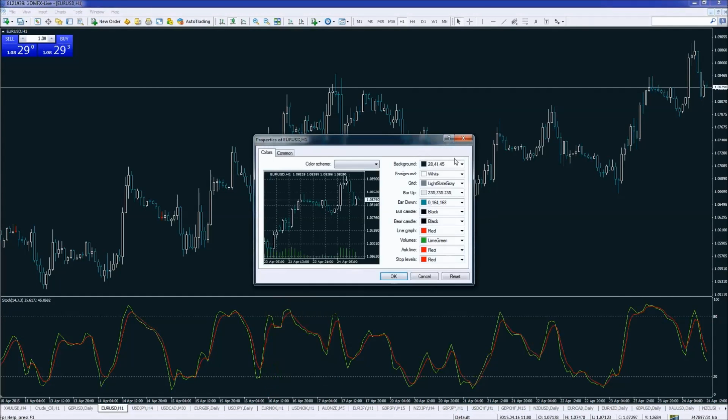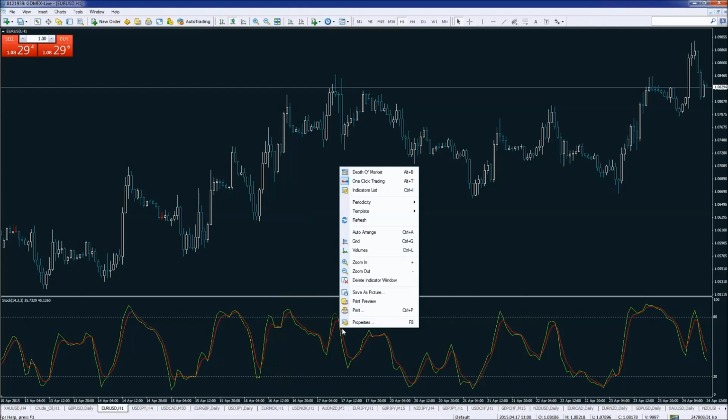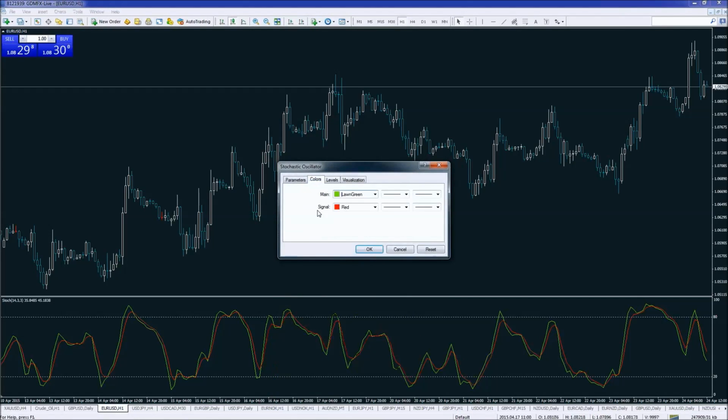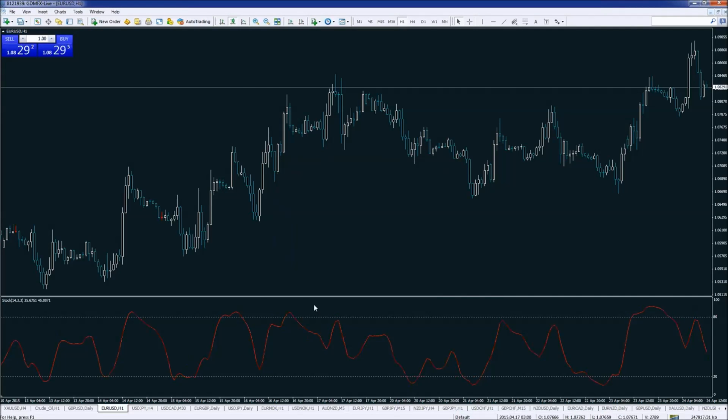So right now I'm going to need my background color. So I'm just going to copy it from here. I'll just go back to my stochastic and fix this color here again so I can hide it. And this is what we have. It's just the red line, the signal line on our stochastic. It's a bit better. It looks much nicer.